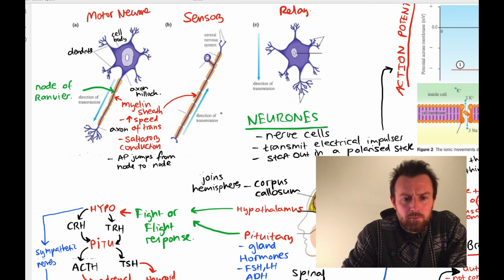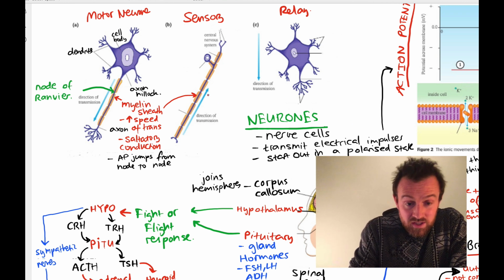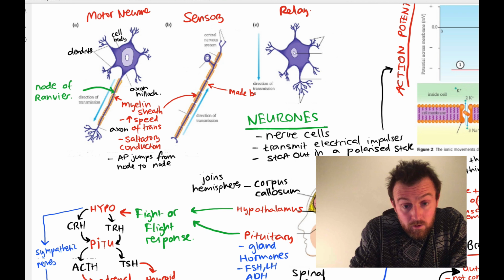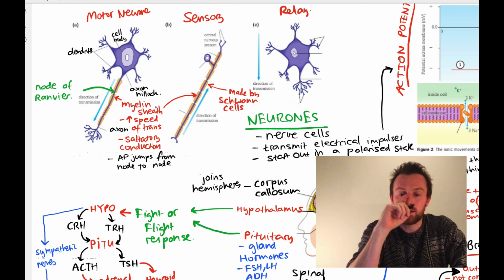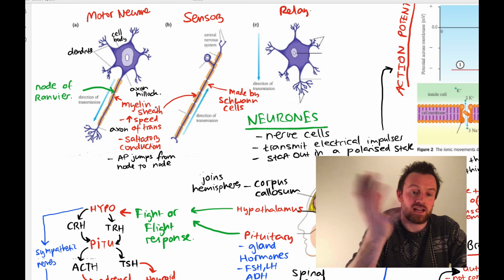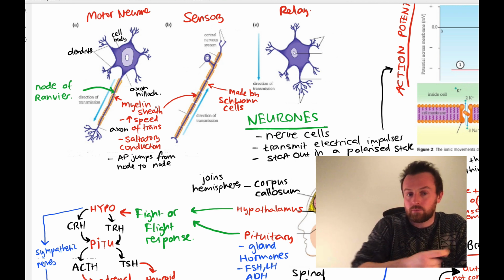And the other thing about the myelin sheath that we need to know is it's created by a Schwann cell, so I'll put that over here. Made by Schwann cells. And myelin is a fatty material. It's a kind of lipid-based substance, and it insulates the electricity in the axon, basically.